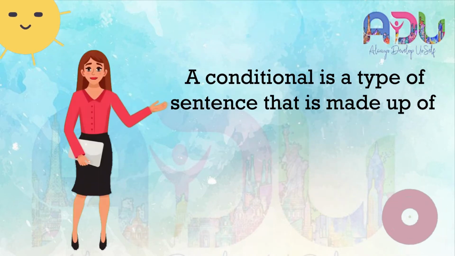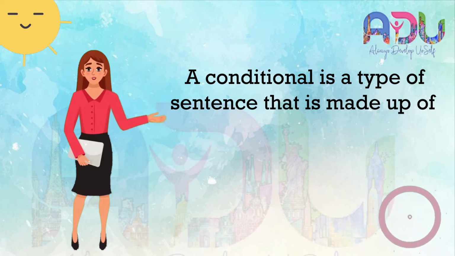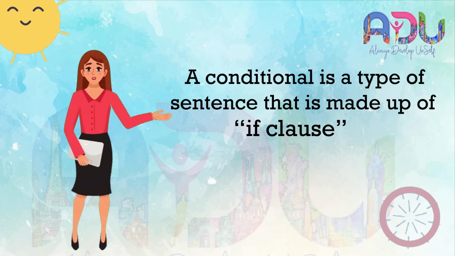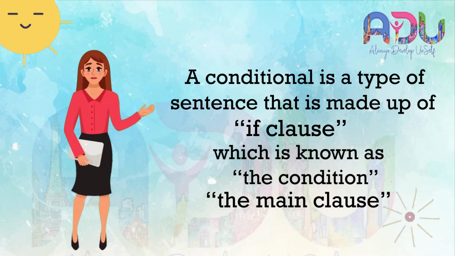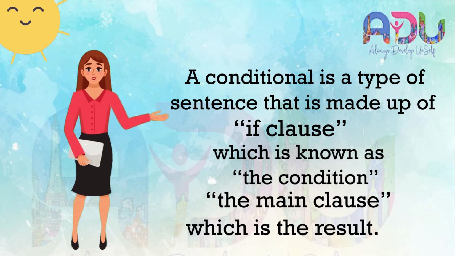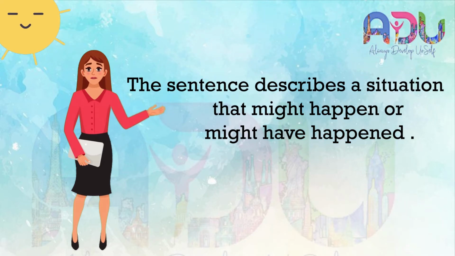A conditional is a type of sentence that is made up of an if clause, which is known as the condition, and the main clause, which is the result. The sentence describes a situation that might happen or might have happened.